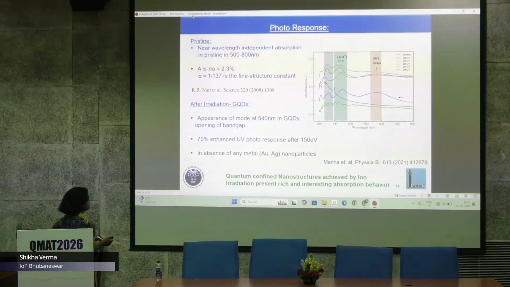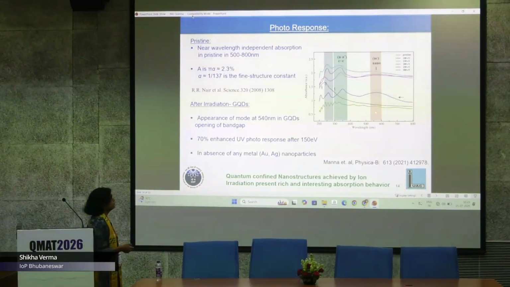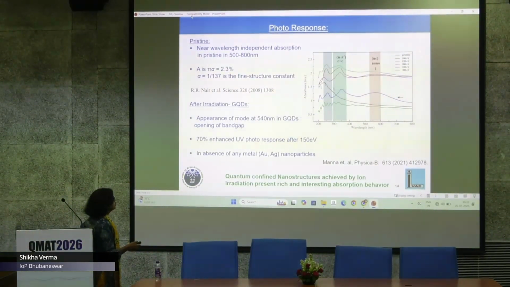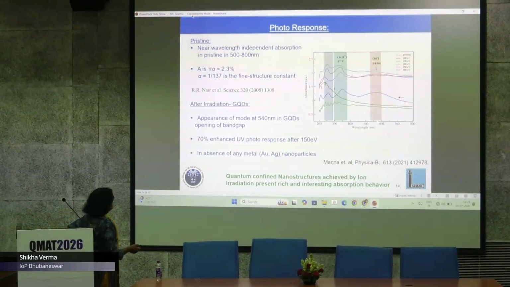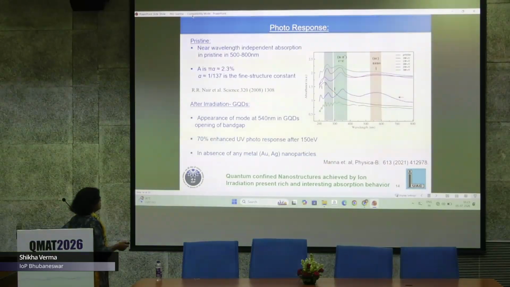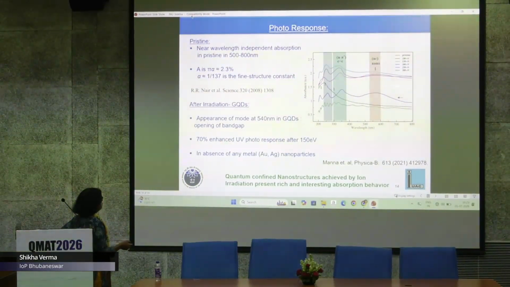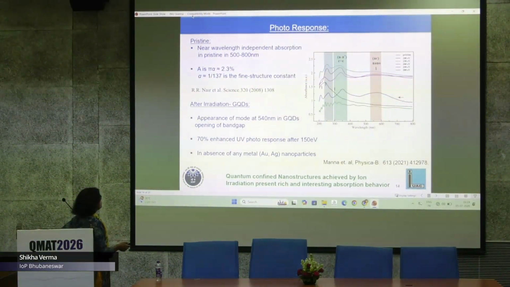This is the photo response of these graphene quantum dots. The black one is the pristine one. And you can notice that it has near wavelength-independent absorption in pristine, which is as expected. One can also derive this alpha, 137, from the fine structure using this absorption coefficient.